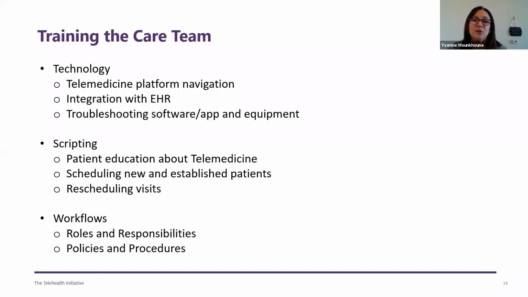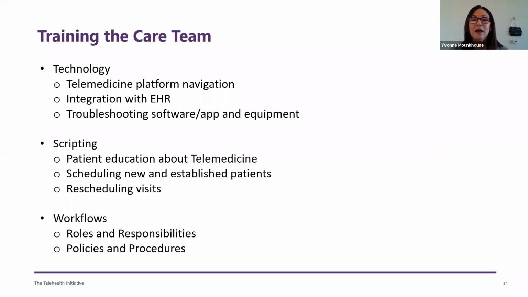Certainly with new patients, you're going to be getting more information in terms of demographics, insurance, and things of that nature. And then you also want scripting for rescheduling the visits. It's always ideal to have a patient reschedule right when they're canceling, rather than cancel completely without having a visit rescheduled. So you want to develop some scripting and train your staff on that, so that hopefully they can close that gap. And then, of course, training on the workflows.